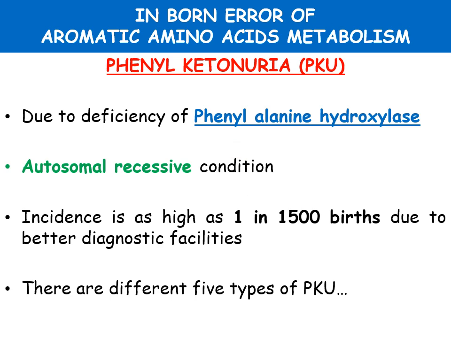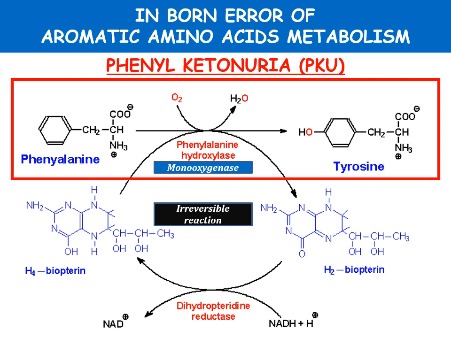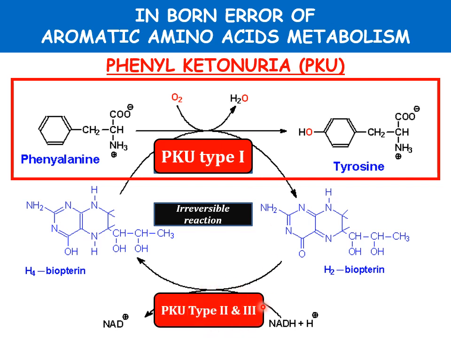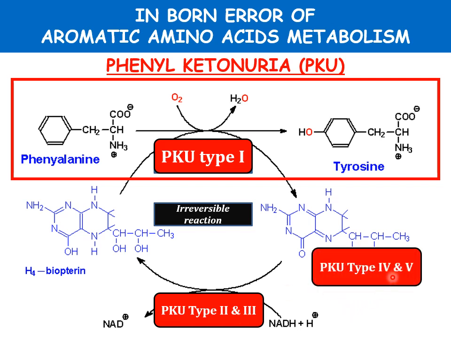There are 5 different types of this PKU, phenylketonuria. Type 1 is called classical phenylketonuria, mainly due to deficiency of the phenylalanine hydroxylase enzyme. PKU type 2 and 3 are mainly due to defect in dihydrobiopterin reductase enzyme, and PKU 4 and 5 are due to defect in dihydrobiopterin synthesis. So these are the different 5 types.